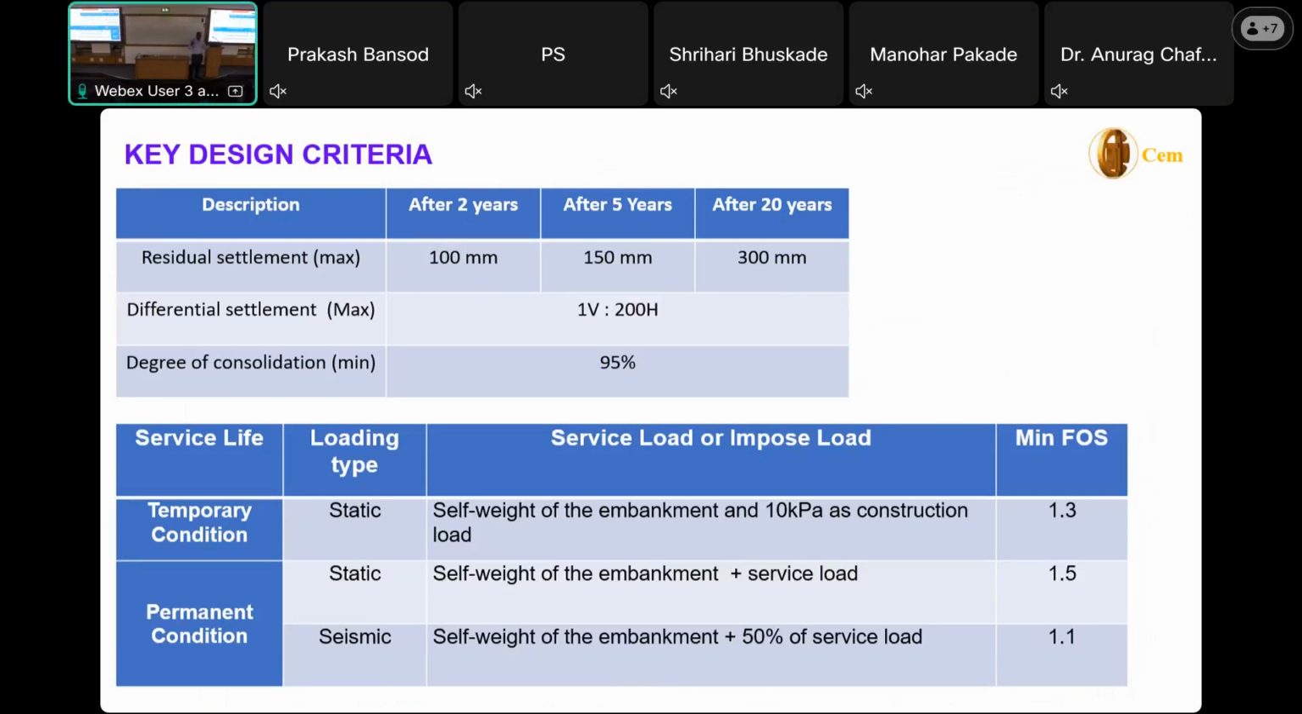And what about the perimeter bunds? The stability of the perimeter bunds is a very essential, very critical point at that location. For the safety criteria, the temporary condition is 1.3, the permanent condition seismic is 1.1, and static is 1.5.